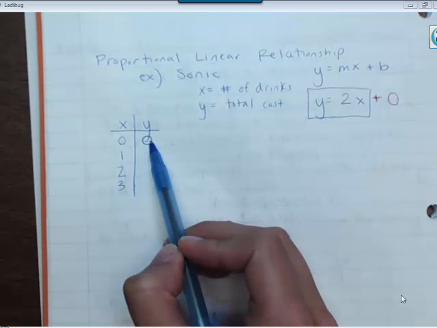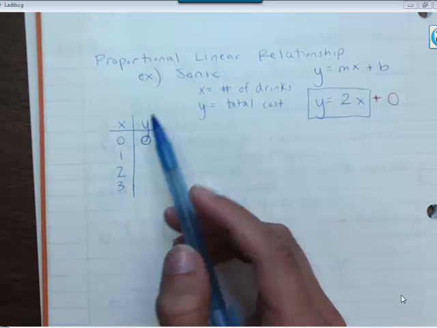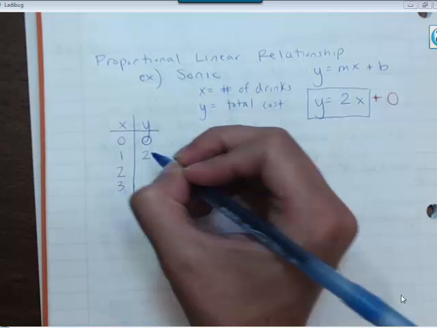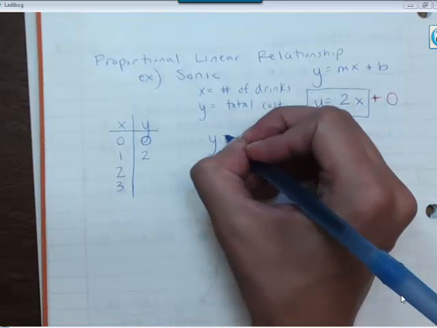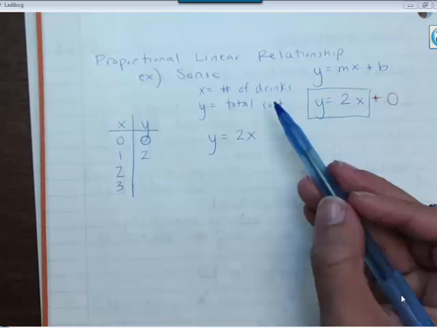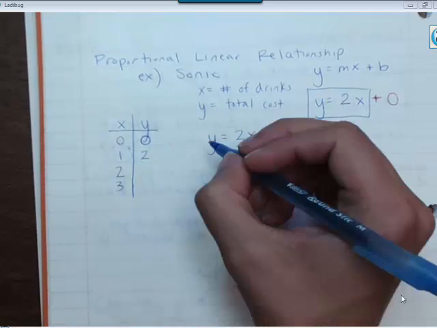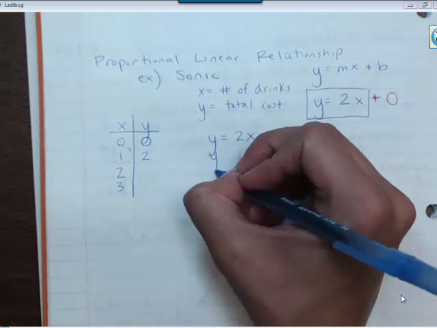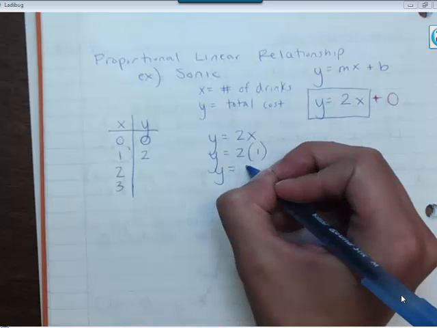Now if I look at one drink, the cost of one drink is going to be $2. I know that just from common sense. However, I need to be able to explain that in this situation with the equation. So if Y is equal to 2x, that's my equation for this situation. All I'd have to do is plug in the X variable in for the X in the equation. So Y is equal to 2 times 1, and I can solve that, so Y is equal to 2.